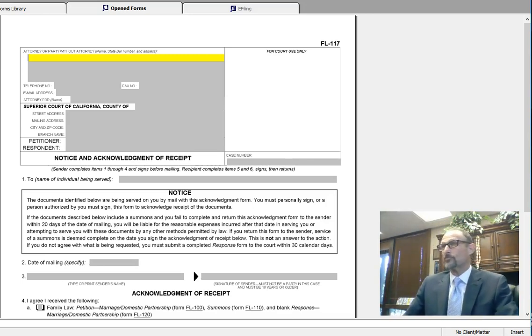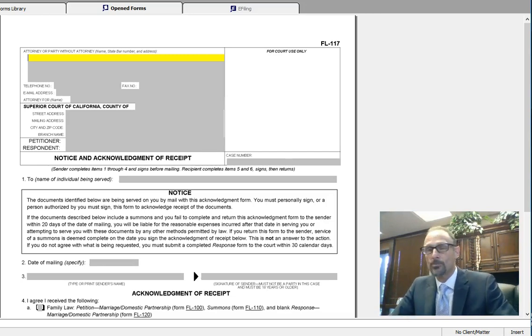So if you're actually served with this FL-117, it's a big deal. So if you're the one filing the divorce and you want to use this to send to the other party to keep you from having to serve them technically, serve them at work or serve them at home or whatever, then that's the reason you would use this form also.